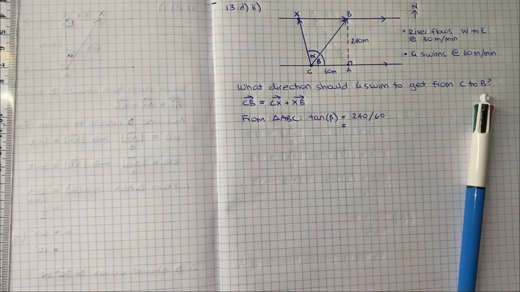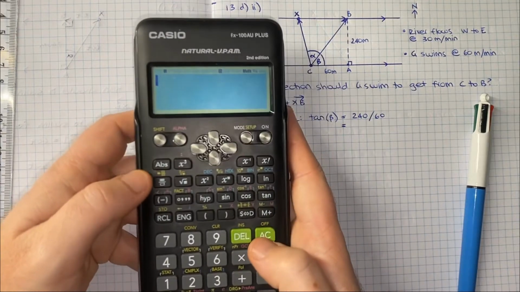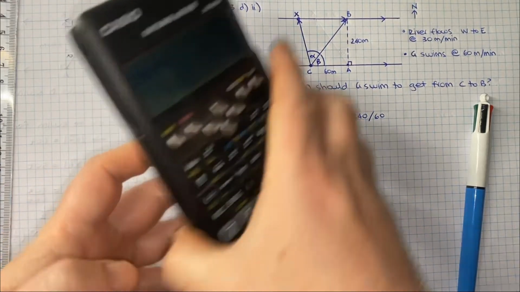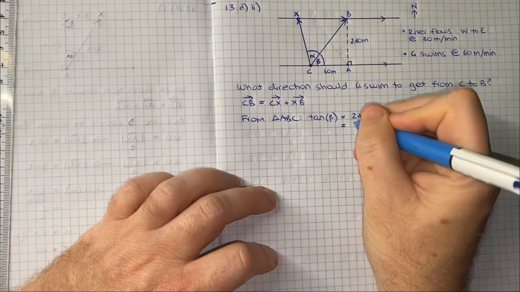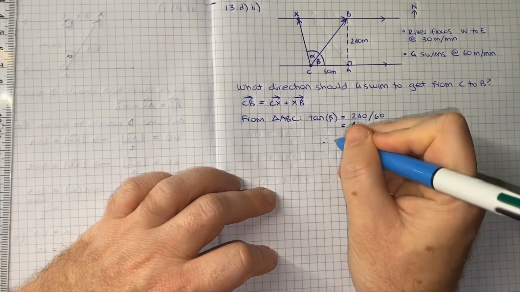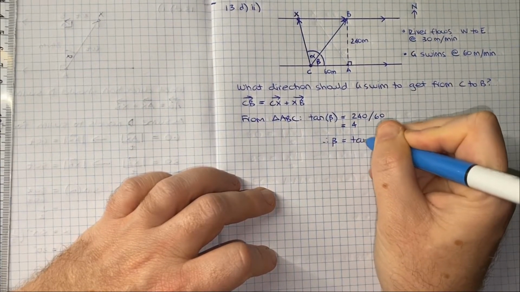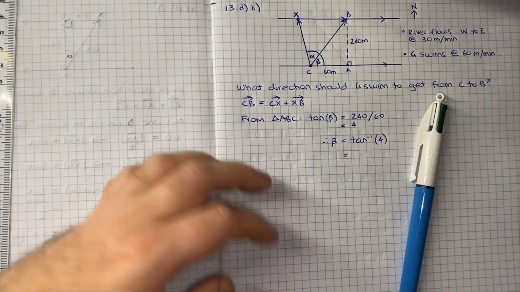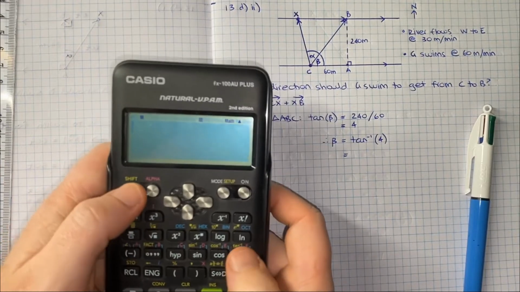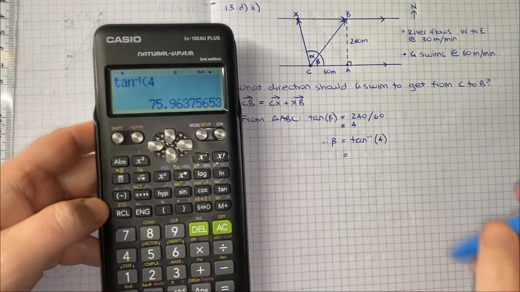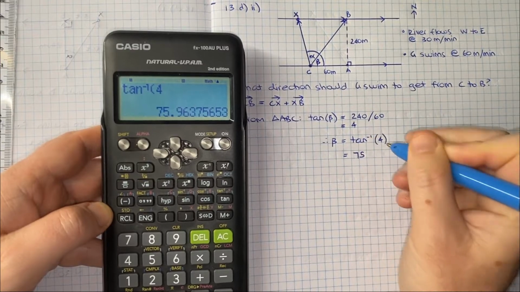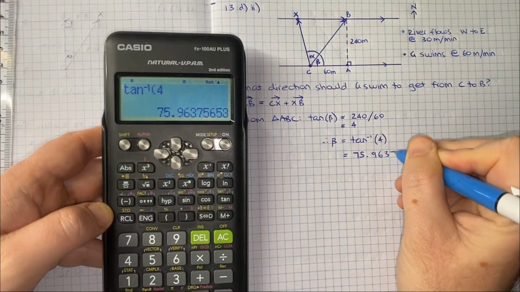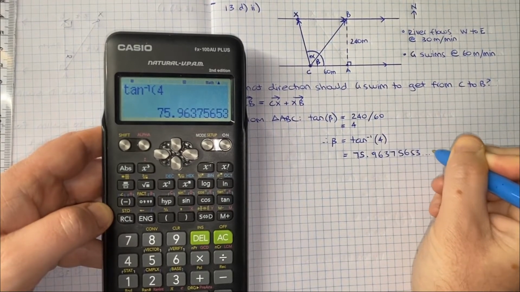But again, if you're like me and in exams you're prone to doubt yourself, you can just use the calculator to double check. Yep, 240 on 60 is 4. So therefore beta will be the inverse tan of 4, which I'm pretty sure you can't do in your head. So let's get our calculator for that. So inverse tan of 4 is, yeah, this kind of not very neat angle, 75.9637563 and so on degrees.